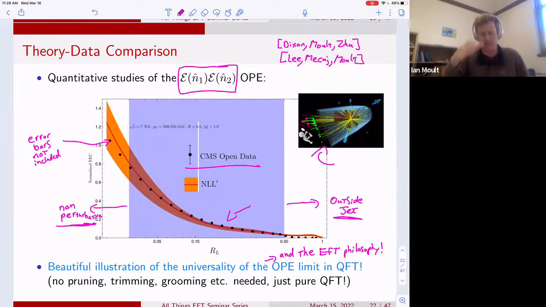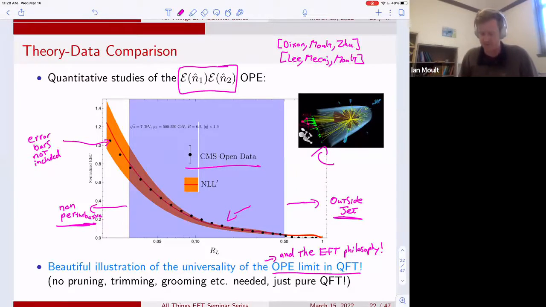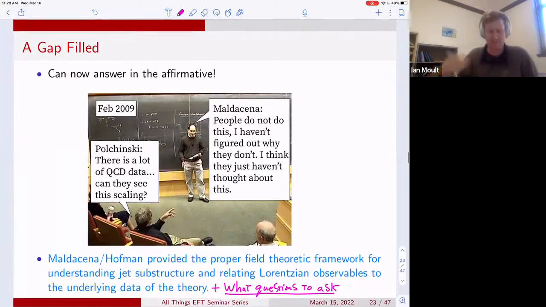And you still, because of just the universality of the operator product expansion limit in QFT, you get out this beautiful scaling behavior independent of all the extra stuff that's going on. So I think understanding how the field theory works tells you what you want to actually look at and where the universal behavior is. And so this is very nice because we can now answer this question by Polchinski in the affirmative, that you do see this beautiful scaling behavior.